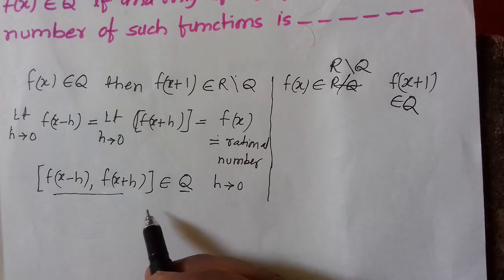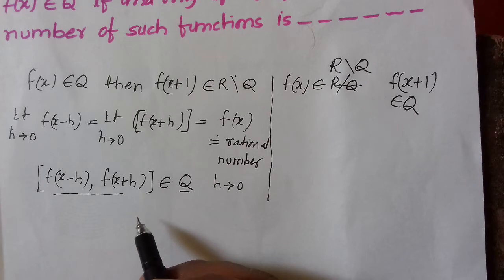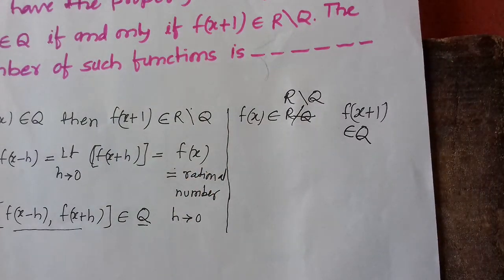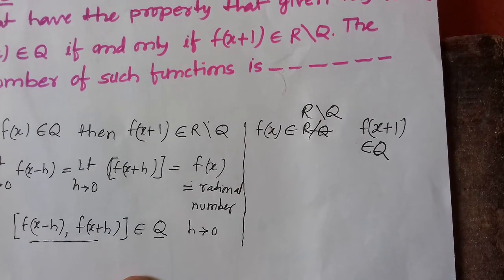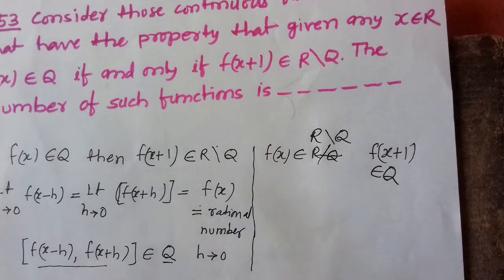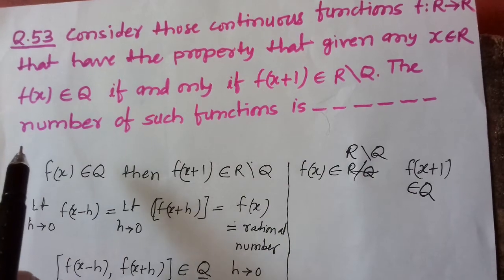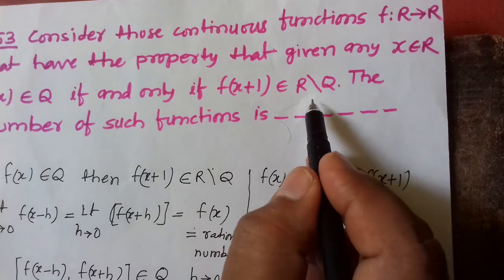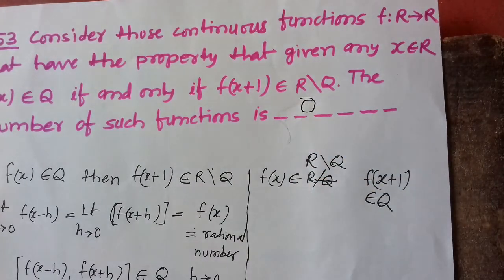But we know that between two rational numbers there are infinite number of irrational numbers, so we got a contradiction here. And if you go to the second part, you will face the same contradiction. So there is no such function which satisfies the conditions of this question. So here in the blank space, the number of such functions will be 0. There is no such function. Now the solution of this question is over.